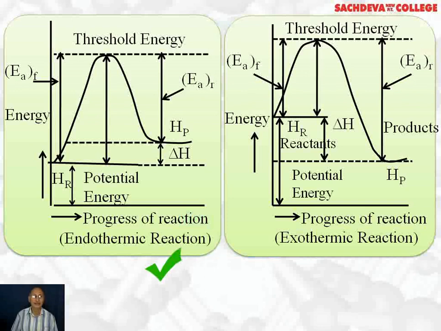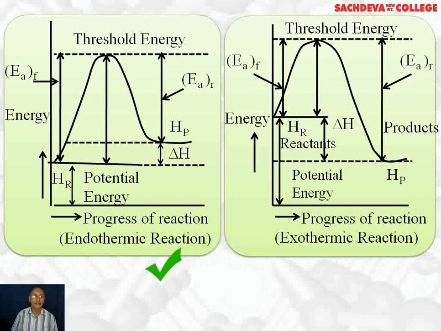This diagram is called potential energy diagram. Here we are plotting the graph between progress of reaction and energy. HR represents enthalpy of reactants. HP represents enthalpy of products, and the difference between HP minus HR will give you delta H.